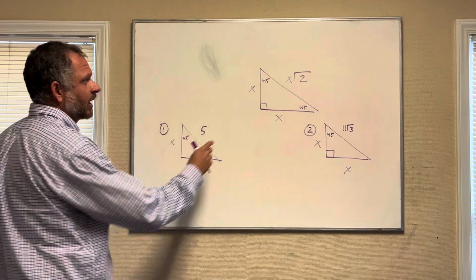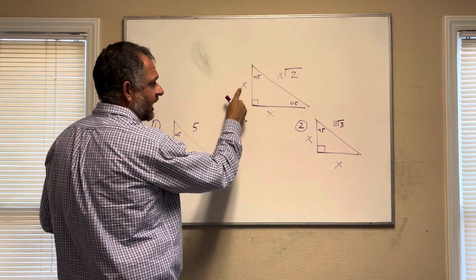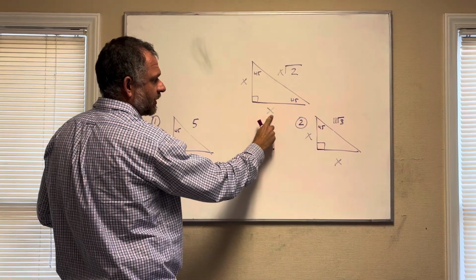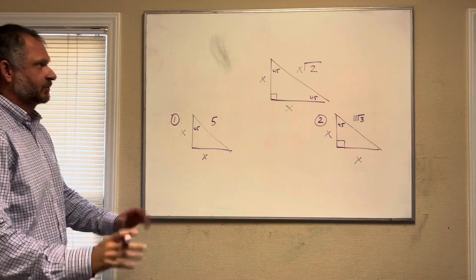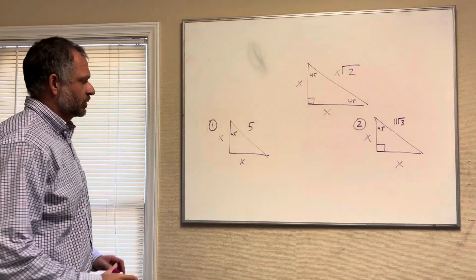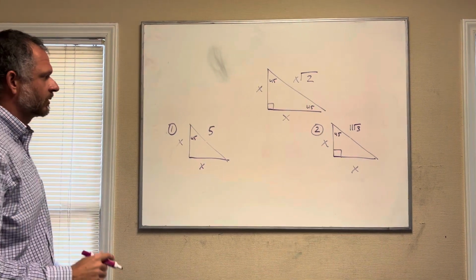So right here, I have our 45-45-90. All right, one of the legs is x. Since they're both 45, the other leg is x. And the hypotenuse is just x root 2, as we have covered in session. Now the tricky part comes down to number 1. I want to make sure that we have this piece down.